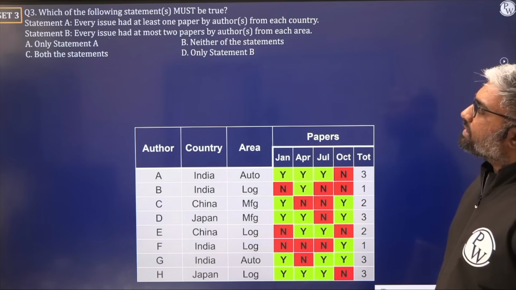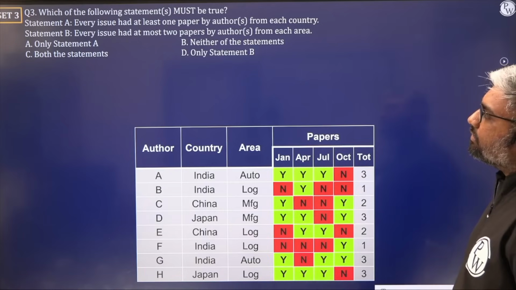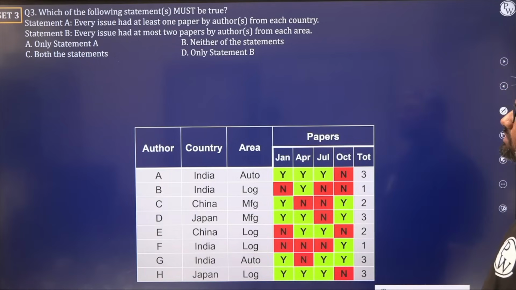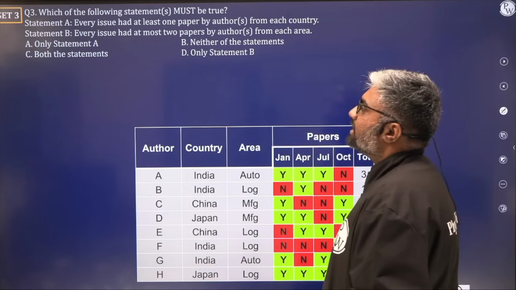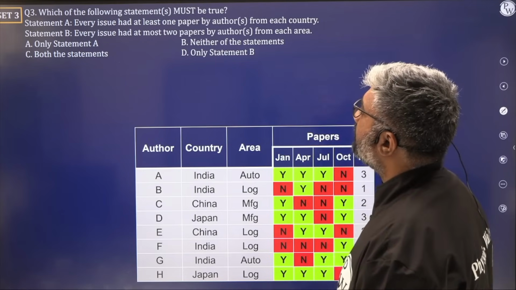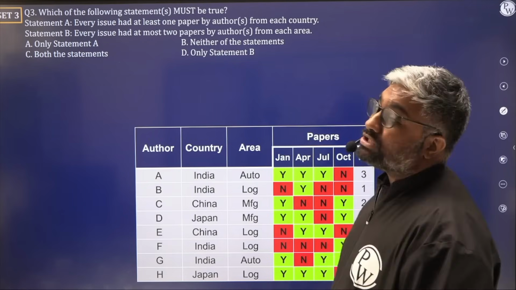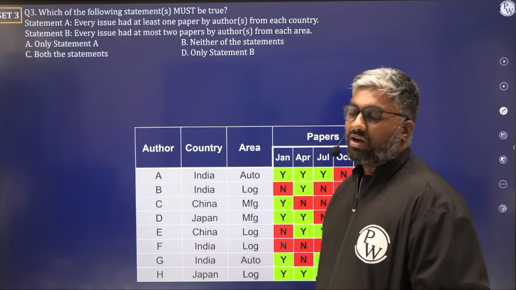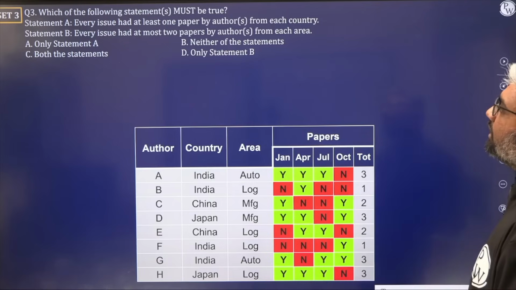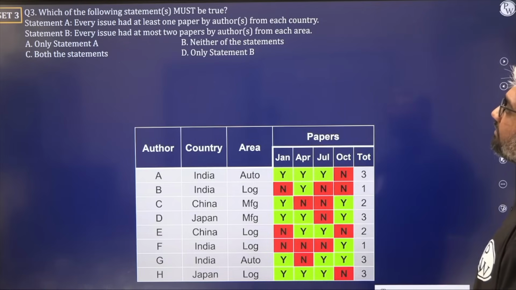Two statements have been given to us and the options are only statement A, neither of the statements, both the statements, or only B. Right? Between these we have to decide. Statement A says every issue had at least one paper by authors from each country. Yeah, one paper from each country, in every issue that should happen, they're saying.